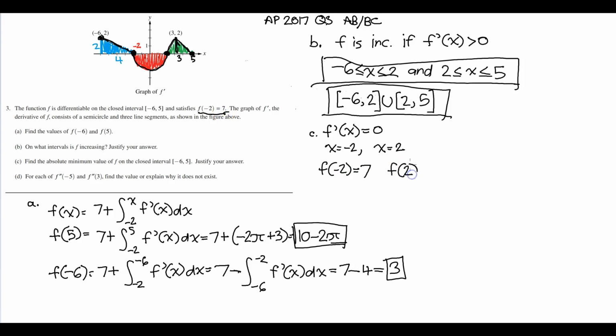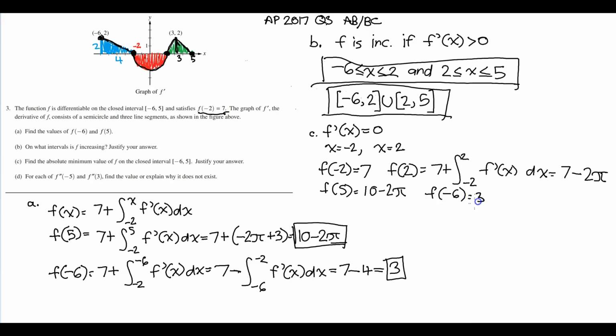f of 2 is 7 plus the definite integral from -2 to 2 of f prime of x dx. And that is just the area of the semicircle. And you have to subtract this area since it's below the x-axis. So f of 2 is 7 minus 2 pi. f of 5, we found in part A, is 10 minus 2 pi. And f of -6 is 3.